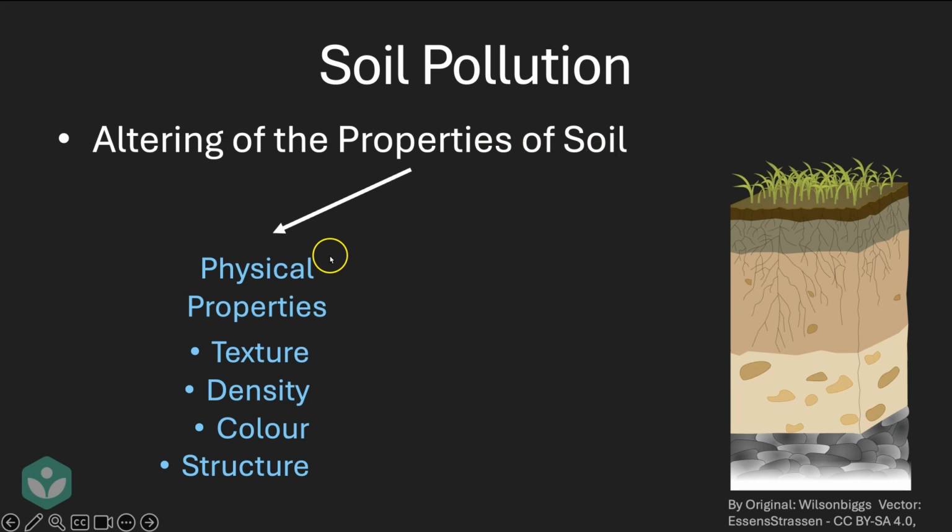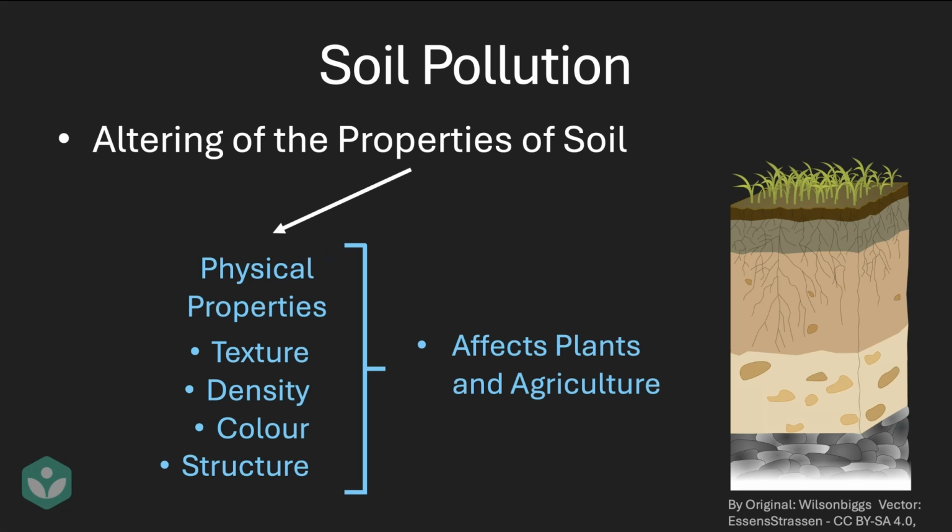Now, what is the issue when we change the physical properties of soil? What happens is that it starts affecting plants and agriculture, right? Whether we change the texture, density, or the structure, it all affects agriculture because it affects fertility of the soil, right? Construction also gets affected when the physical properties of soil are affected, right?